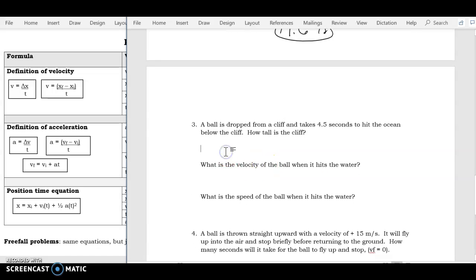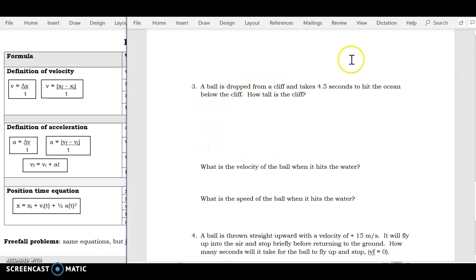All right, number 3, write your givens. A ball is dropped from a cliff, so anytime it's dropped, we're holding it in our hand like this. There's our hand holding it. We're standing on a cliff. Dropped means VI equals 0. It's going to fall down. Takes 4.5 seconds to hit, so I'm going to say VI equals 0, time equals 4.5. How tall? We want the height, and we know acceleration is negative 9.8.